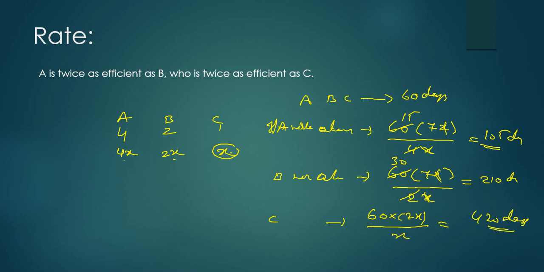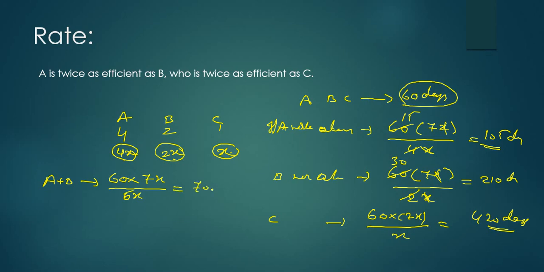That's all. Okay. Sometimes they may ask, if A and B work together, even that is also very simple. A and B work together. What is the total work? Because all 3 together take how many days? 60 days. So 60. All 3 together doing how many units per day? 7X per day. This is the total work divided by A and B working together. A is doing how many units per day? 4X. B is doing 2X units per day. So together they will do 6X units per day. Simplifying, you get 70 days.